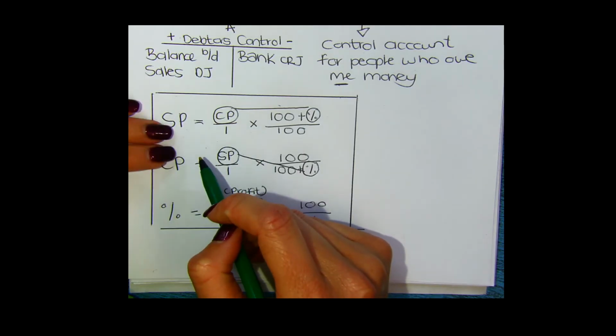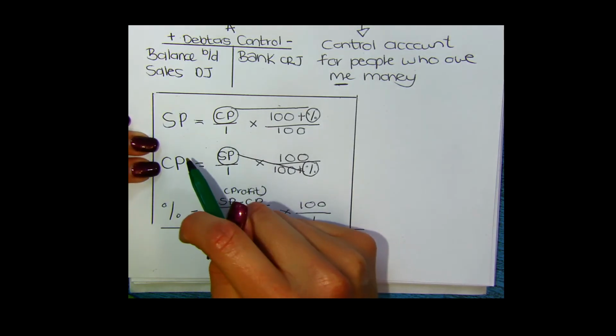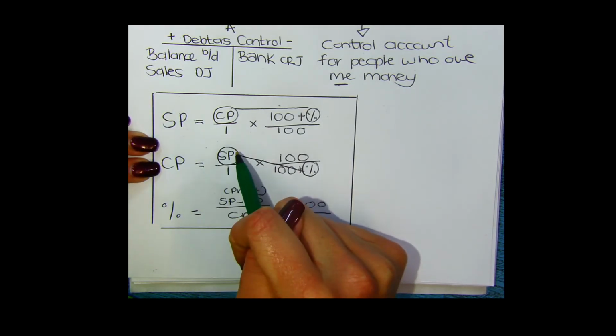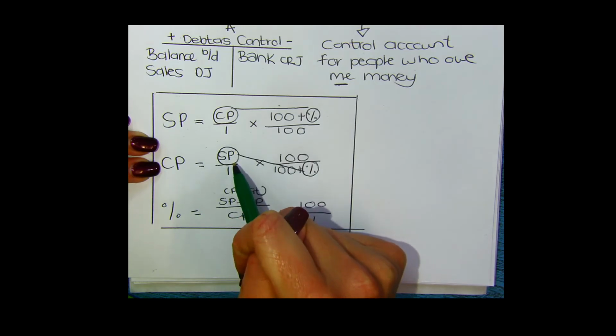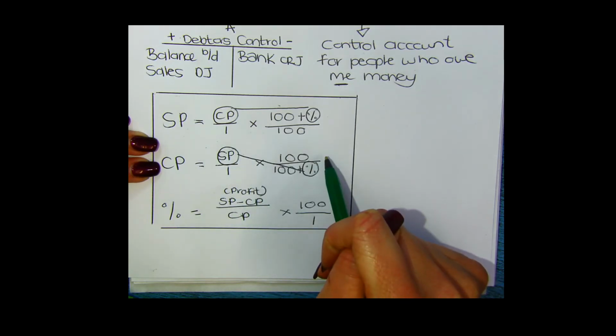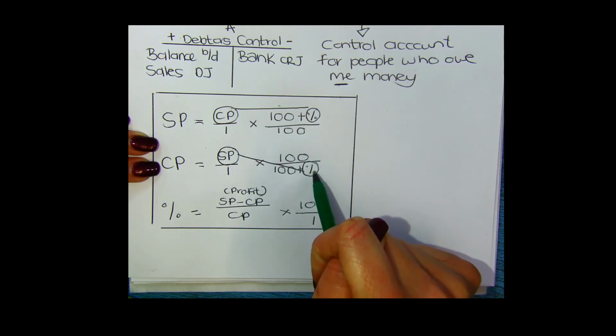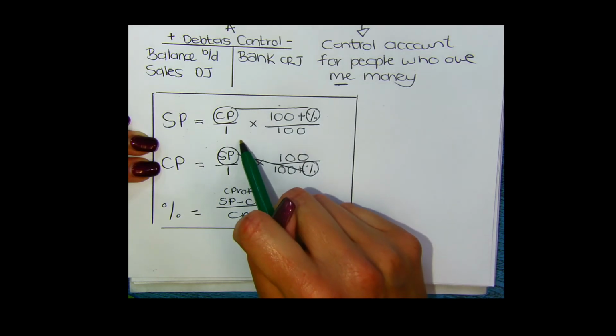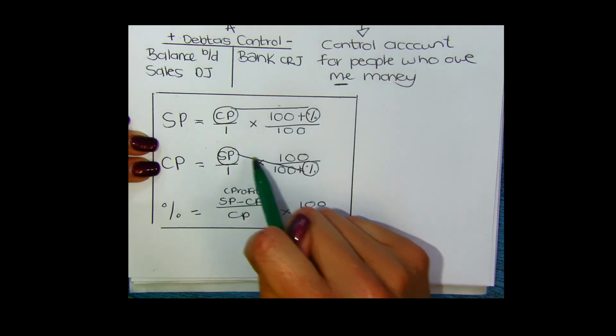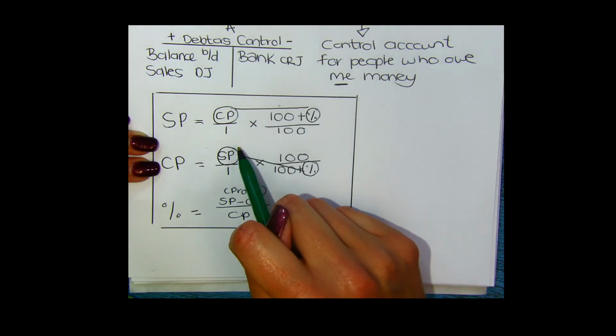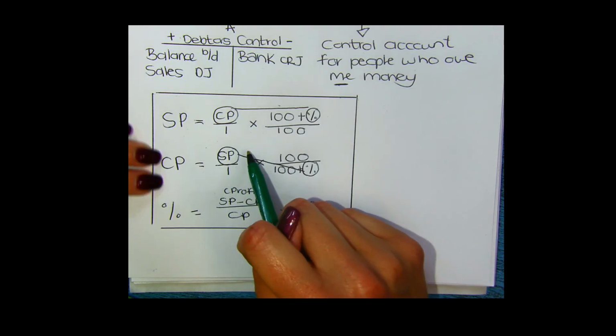Whereas with cost price, there's a difference. When I'm looking for my cost price, I need to find selling price over 1 times 100 divided by 100 plus percentage. So my percentage has now jumped to the bottom. It's no longer at the top. And my variables are now crossed from one another. You just have to substitute those amounts in there.